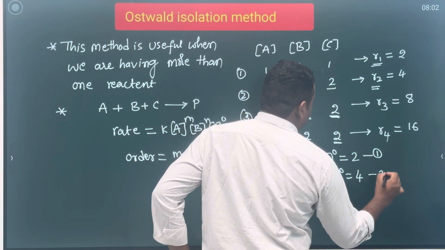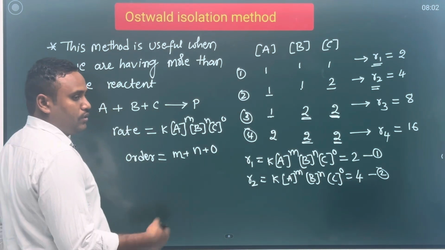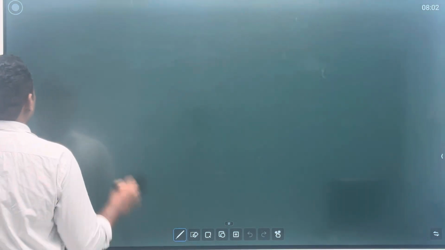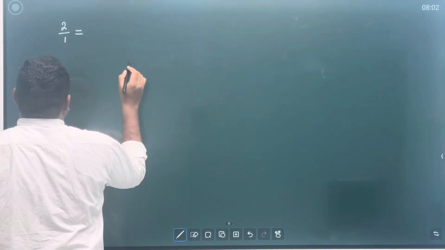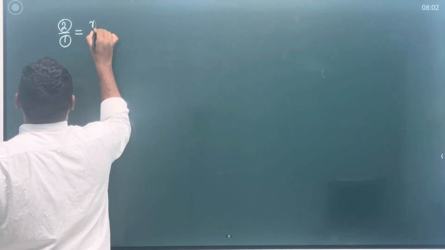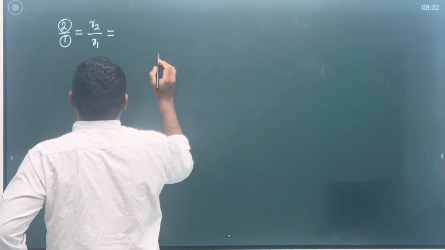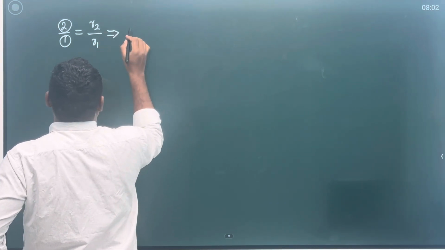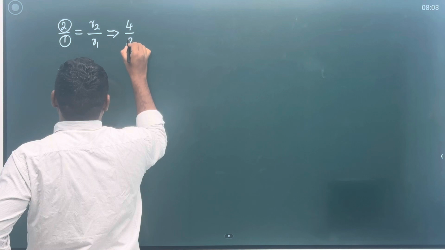consider 1 and 2. Okay. Do 2 by 1. What we are going to do here, children? 2 by 1. Next page we are going to do. So do 2 by 1. In the 2 by 1 means R2 by R1. So here what is the rate of reaction 2? So that implies what is the R2 and R1? R2 I take 4 and R1 it is 2.